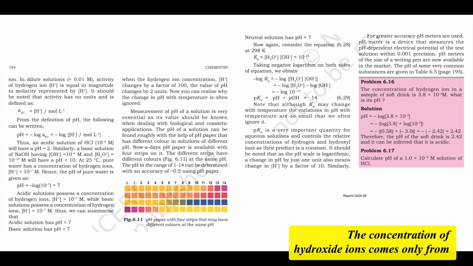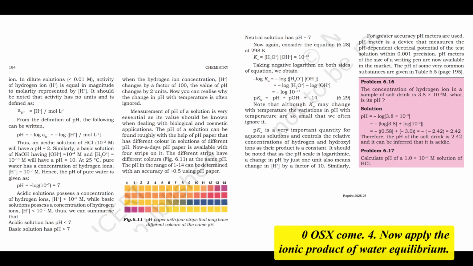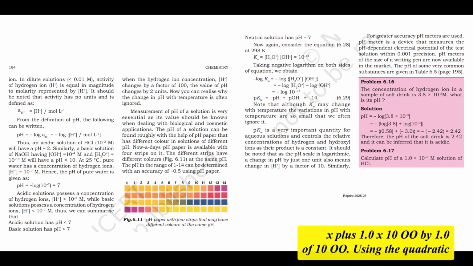3. The concentration of hydroxide ions comes only from water in this case. [OH−] total equals x M. 4. Now apply the ionic product of water equilibrium. Kw = [H+] total × [OH−] total = 1.0 × 10^-14. Substitute our expressions: (1.0 × 10^-8 + x)(x) = 1.0 × 10^-14. 5. Solve this equation for x. It's a quadratic equation: x² + 1.0 × 10^-8 x − 1.0 × 10^-14 = 0.